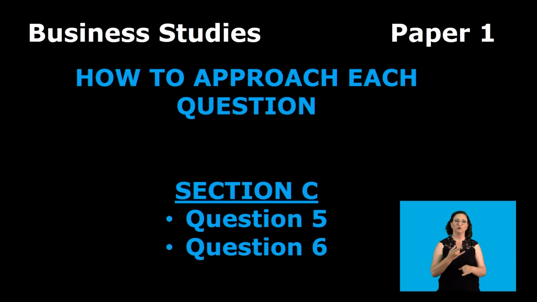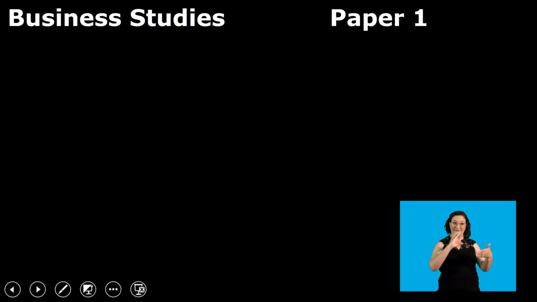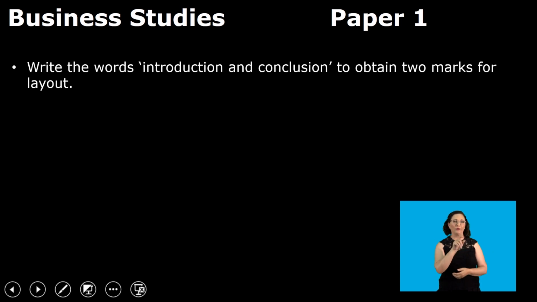We will continue with our exam guide, paper 1 for business studies. So we are still talking about how to approach each question. Now we are doing section C, question 5 and question 6. But now, how do you write an essay?